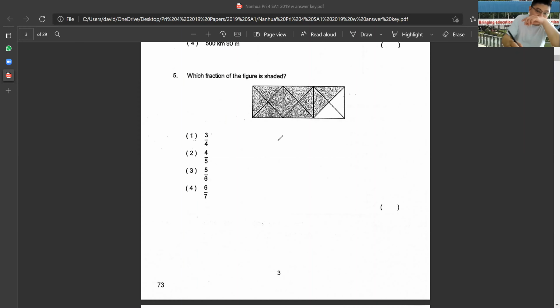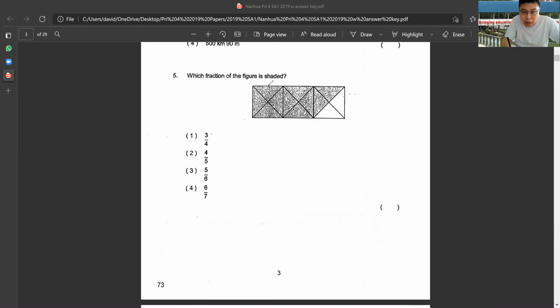Okay, what's your answer? Number 2. No, not number 2. Okay, what do you think is the answer? Number 1. No, no guessing. Okay, I'm going to explain to you one more time.